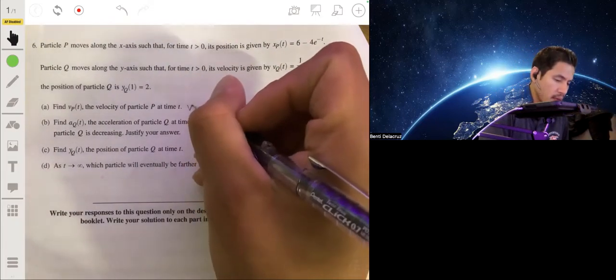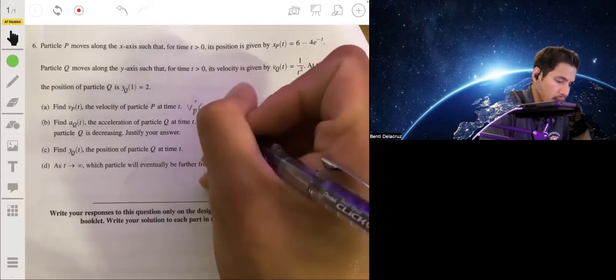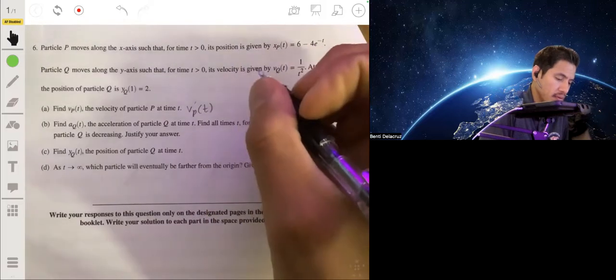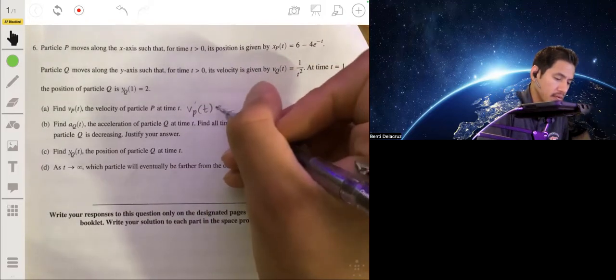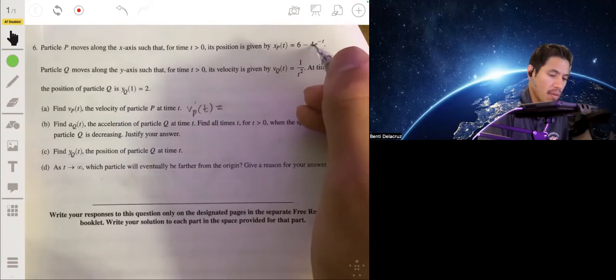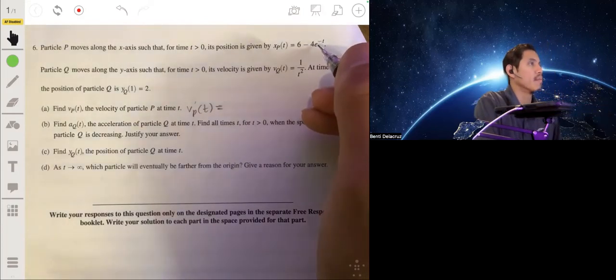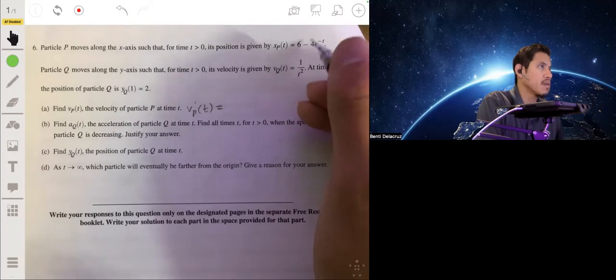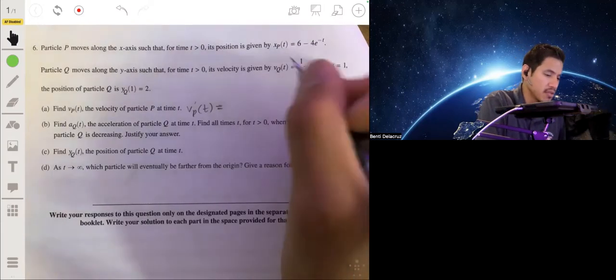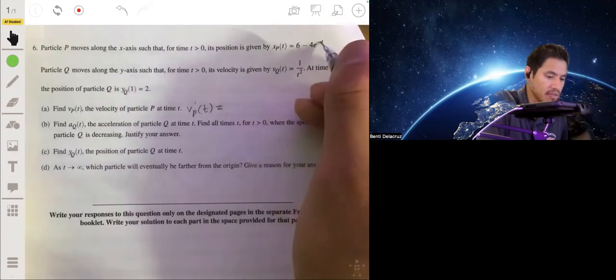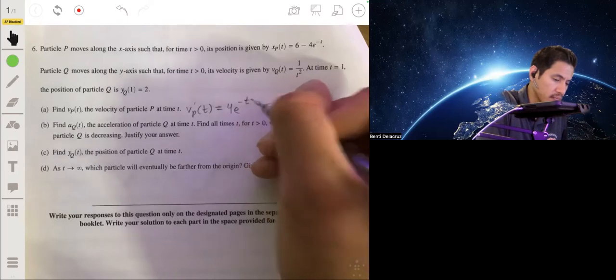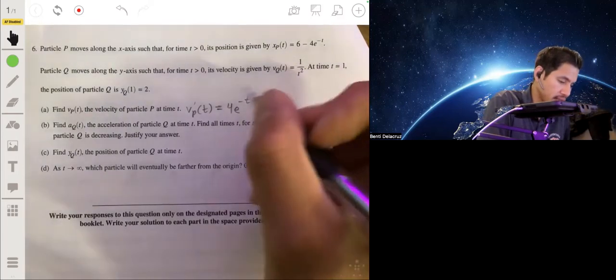So we can write v of t. It's just the derivative of this, which will be, remember this is the exponential property with the natural base e. So what you're going to do is just multiply this expression by the derivative of negative t. The derivative of negative t is negative 1, so it just becomes positive. So this just becomes positive 4e to the negative t. That's it for that.